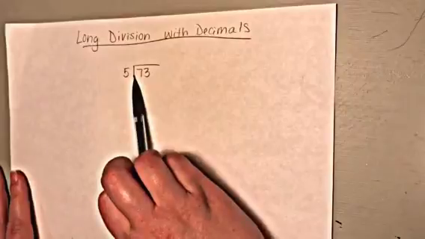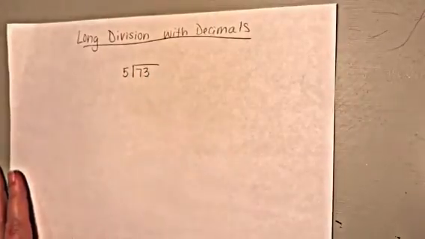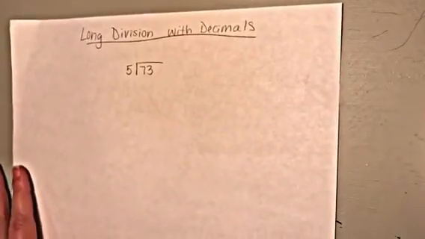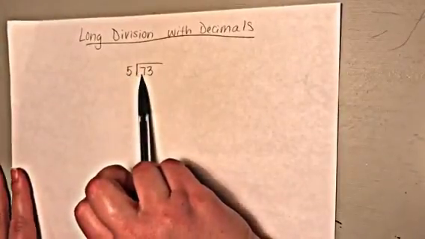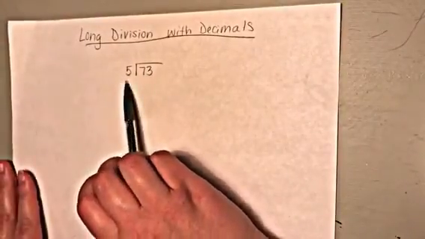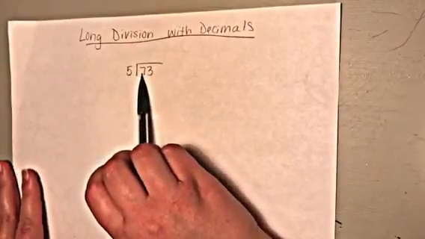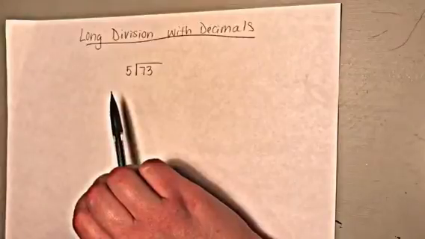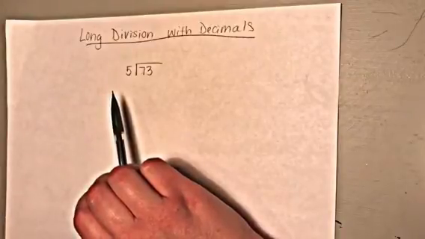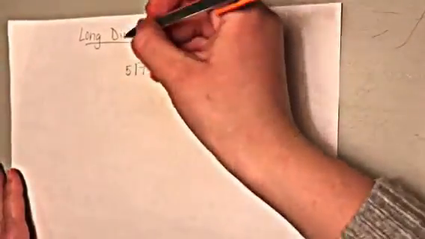So I've set up my long division. It's right in the format it needs to be. And now I'm going to say, how many times can I put 5 into 7? So basically, I want to know what times 5 will give me 7. Well, no whole number times 5 will give me 7. So I'm going to go as close as I can.